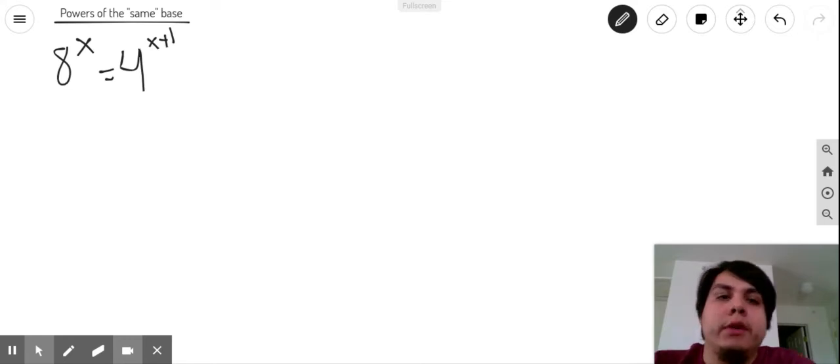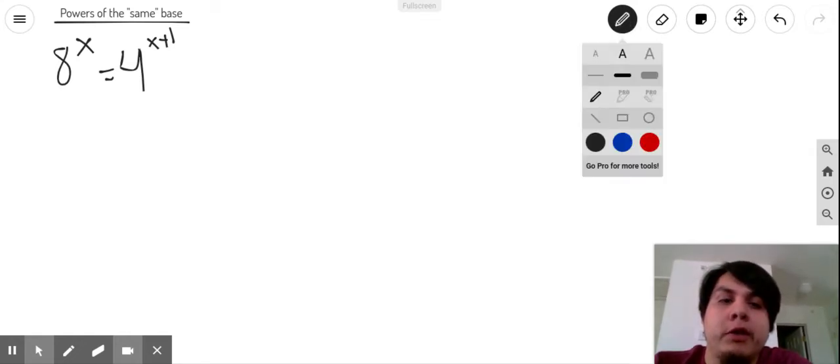Hey guys, so today we're going to pick up with logarithms. We're going to focus this video on powers of the same base, how to solve for those exponents. So if you notice in this problem, we have 8 to the x is equal to 4 to the x plus 1 power. So for this question, we need to figure out what value of x would make both of these equal. The issue is that the bases aren't the same, so we run into a little bit of trouble.